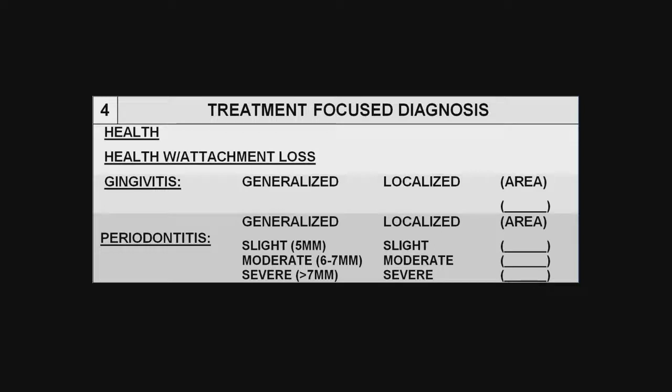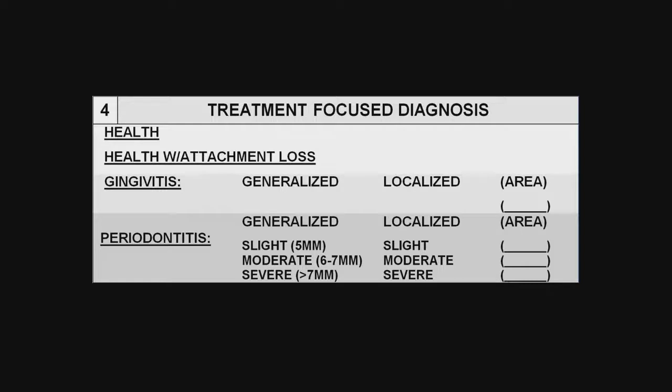Gingivitis is certainly a disease, and we need to know whether it is generalized or localized. And with a periodontitis, we want to know if that's generalized or localized. But with a periodontitis, we're concerned with attachment loss. Slight periodontitis would mean the probing depth is approximately 5, moderate 6 to 7, and severe periodontitis would be greater than 7. Is it localized? And is it slight, moderate, or severe?